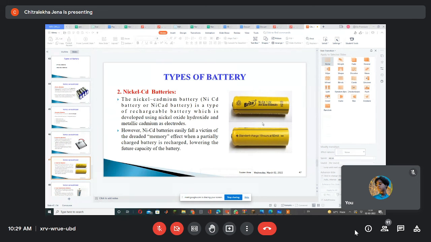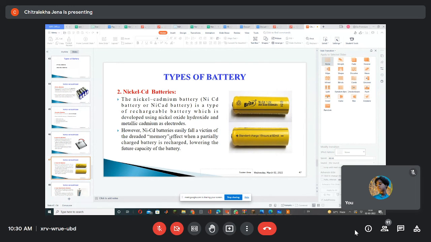Now this is nickel cadmium batteries. The main disadvantage of this type of battery is that it falls victim to the dreaded memory effect. Have you ever observed in your laptop also, in some cases, once the battery is completely discharged and you give it charge, it will take some time, it will not switch on immediately. That we call the dreaded memory.